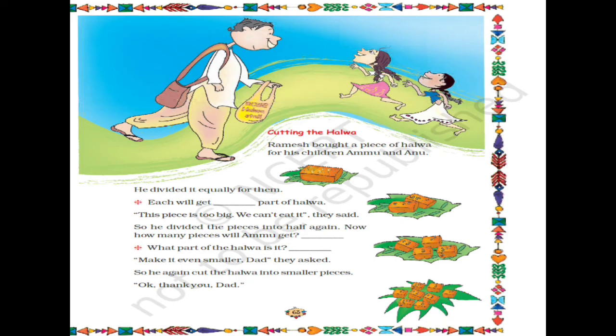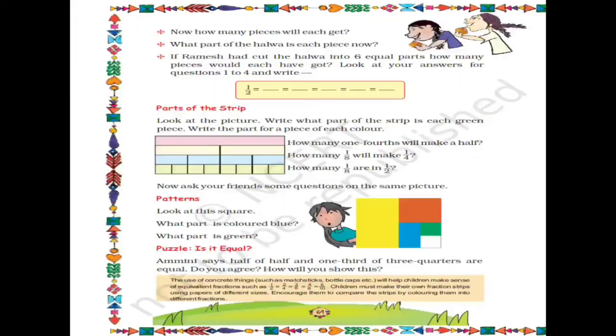So let's count how many pieces there are. 1, 2, 3, 4, 5, 6, 7 and 8. Total 8 pieces are there. Now let's read ahead. Now how many pieces will each get? So there are a total of 8 pieces. How many pieces will each of them get? They will get 4 pieces because there are 8 pieces, right? So if we want to give half to each, we will do half into 8. So 2 gets cancelled, 4 gets cancelled, we will get 4. So 4 ones are 4. So 4 pieces each of them will be getting.